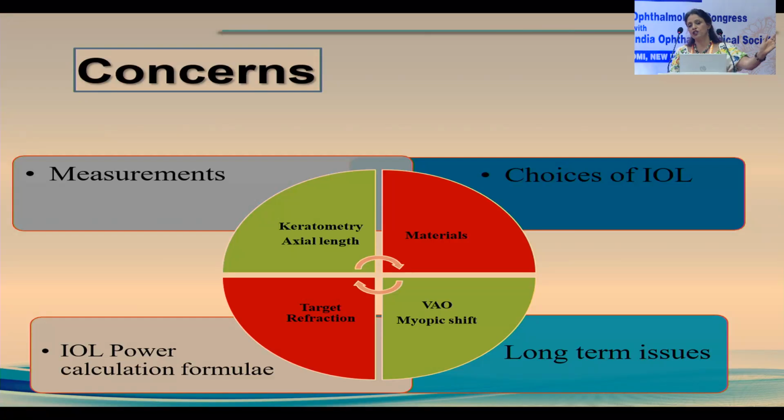Besides this, the formula issues are one important issue, along with the choice of the IOLs and the measurement issues, which are very, very difficult. The younger the child, the bigger the problem. The third major issue is the growth of the eye which takes place with time, or the myopic shift, along with visual axis opacification. So what target refraction we are supposed to aim for is again very difficult to decide.